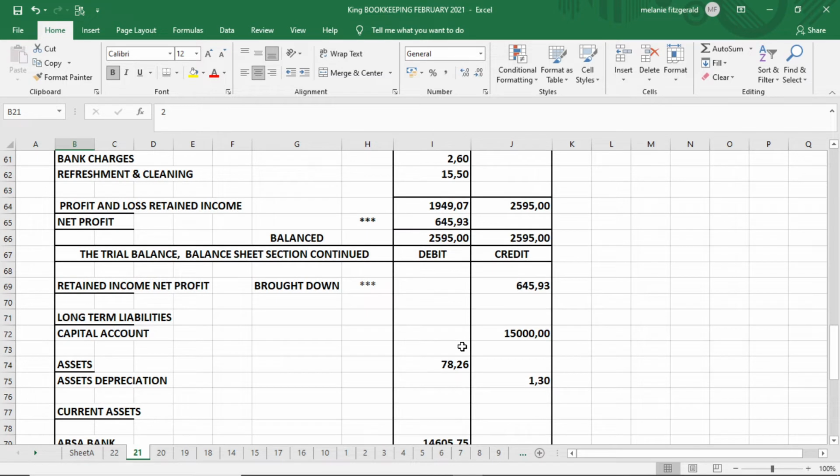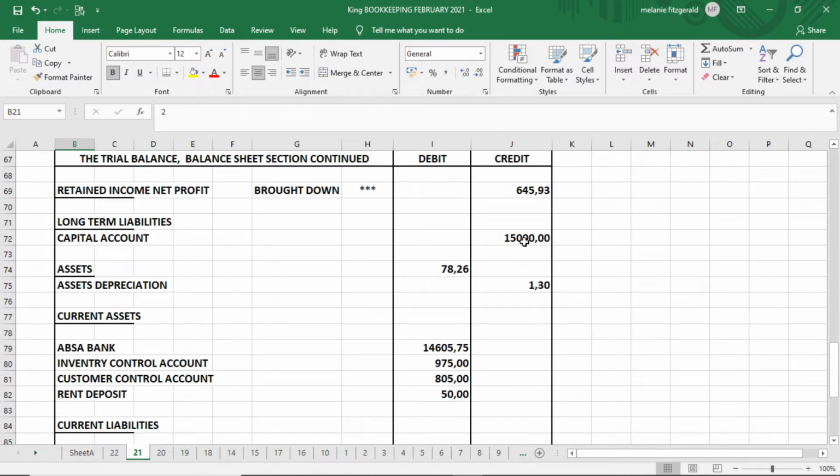Now, the second section continued of the trial balance. We take this net profit and we bring it down into the second section on the credit side. Okay, because that is a net profit. So it explains it here very clearly. Retained income net profit brought down. And there's the stars. $645.93 on the credit side.